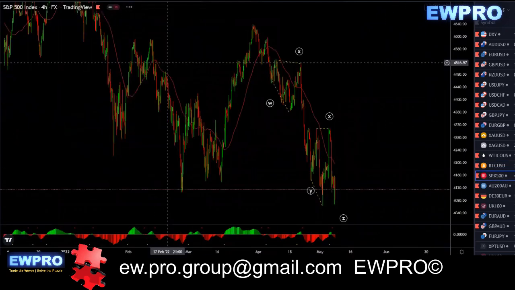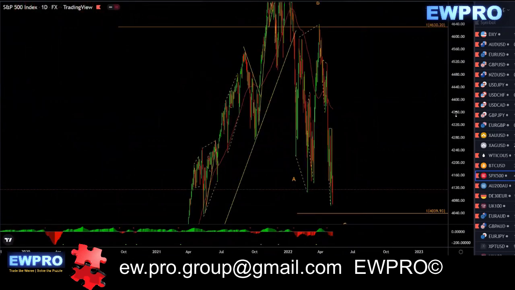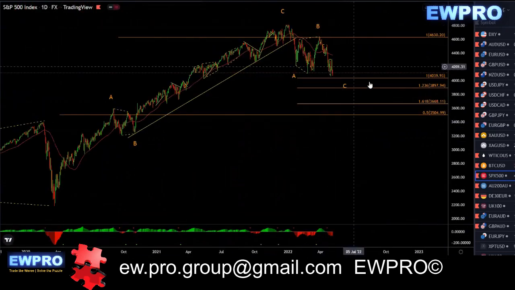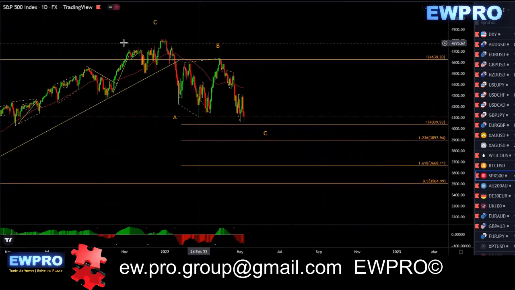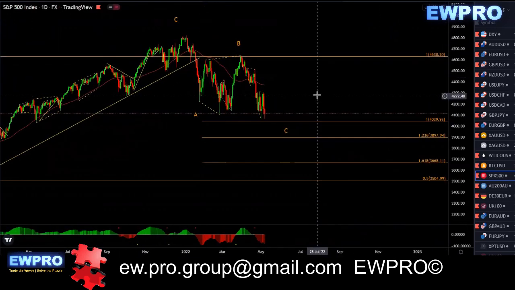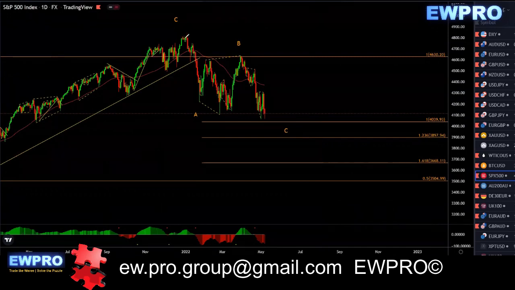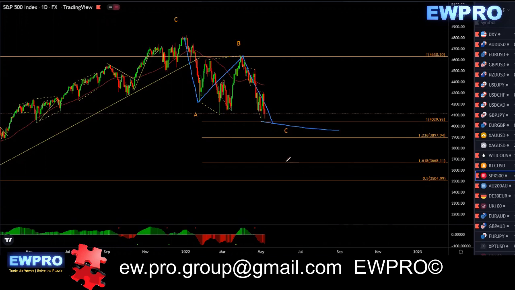S&P 500 on the daily. So we're just looking at this last section here. We got up to the 100 fib in this C wave. This has started to play out. We got an A, B, C. We're just about down to that 100 fib. It may come down to this 161.8. We don't know where this wave will end.